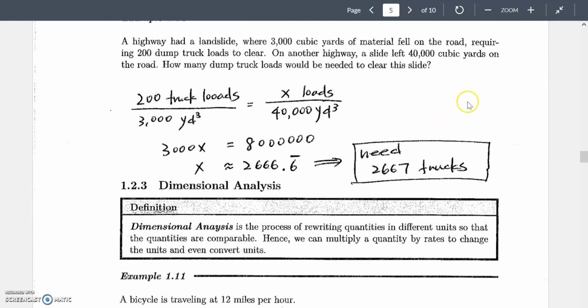Okay, same thing here, this is another example. You have 200 truckloads that can hold 3,000 cubic yards of dirt and debris. How many loads do you need if your debris is 40,000 cubic yards? It's the same thing. In this case, I put loads on top, so loads to loads, cubic yards to cubic yards. If I do that, when I cross multiply, I'll get the correct answer.